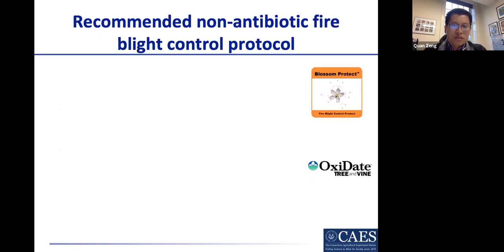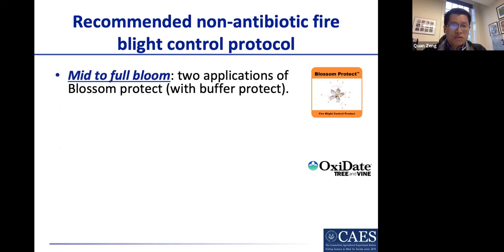So here is our recommended control protocol based on our observations. During mid to full bloom, put down two applications of Blossom Protect, and make sure you use Buffer Protect in this situation, because Buffer Protect is a citrate formulation of material that can drop down the pH to make it unfavorable for the pathogens to grow.